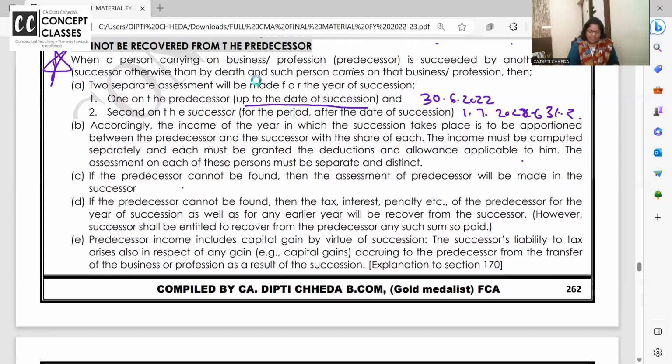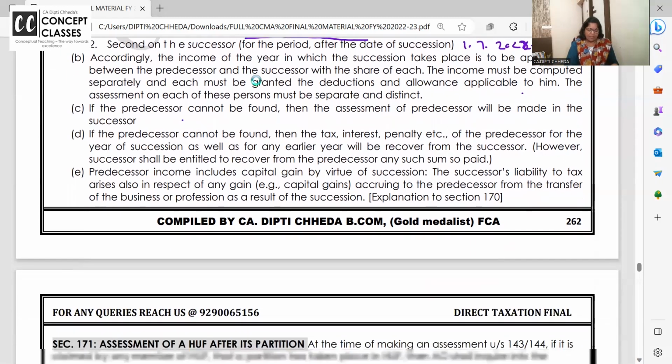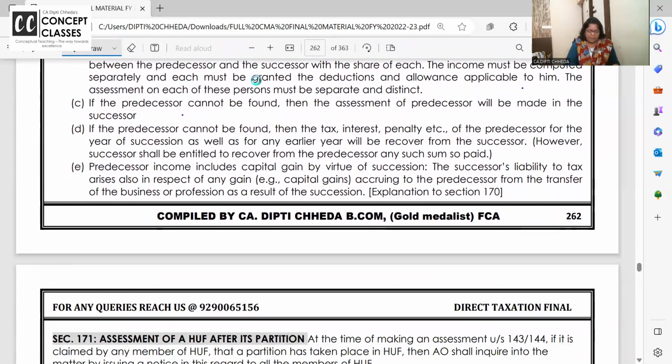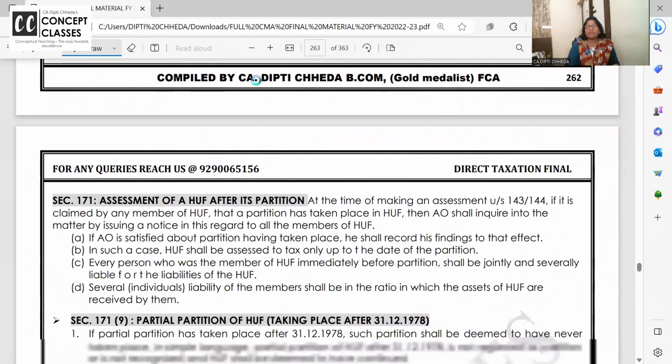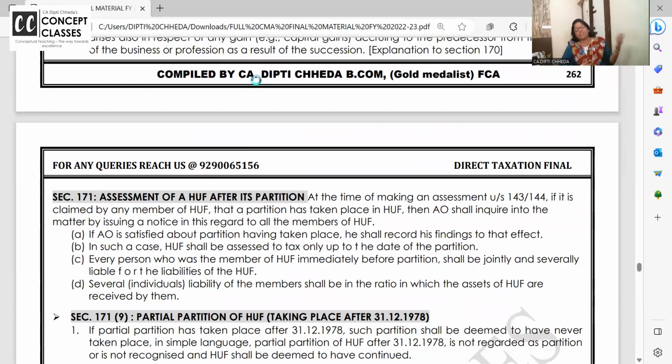But if the predecessor cannot be found, then the assessment of the predecessor will also be made on the successor, and his tax, interest, penalty, as well as earlier dues are all recovered from the successor. However, the successor shall be entitled to recover from the predecessor. If the predecessor's income includes capital gain, then the successor's liability to tax arises also in respect of the capital gain accruing to the predecessor. Meaning if the predecessor is not found, the successor has to pay the tax of both.